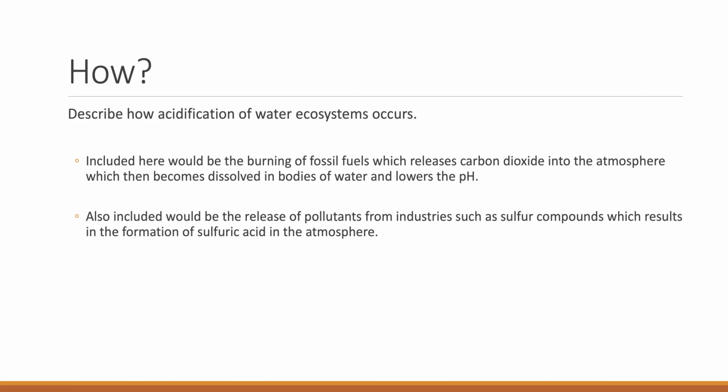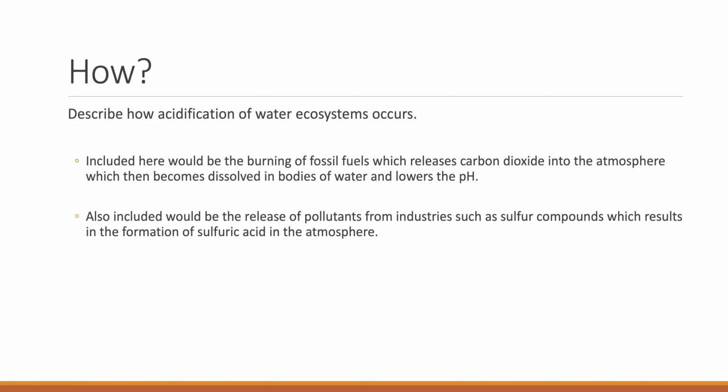Included in this would be the burning of fossil fuels, because that releases carbon dioxide into the atmosphere. And then that CO2 can be absorbed by bodies of water and lower the pH of that water. I would also include release of pollutants from industries, such as different sulfur compounds, that results in the formation of sulfuric acid in the atmosphere, which then ends up as part of rain in these bodies of water.